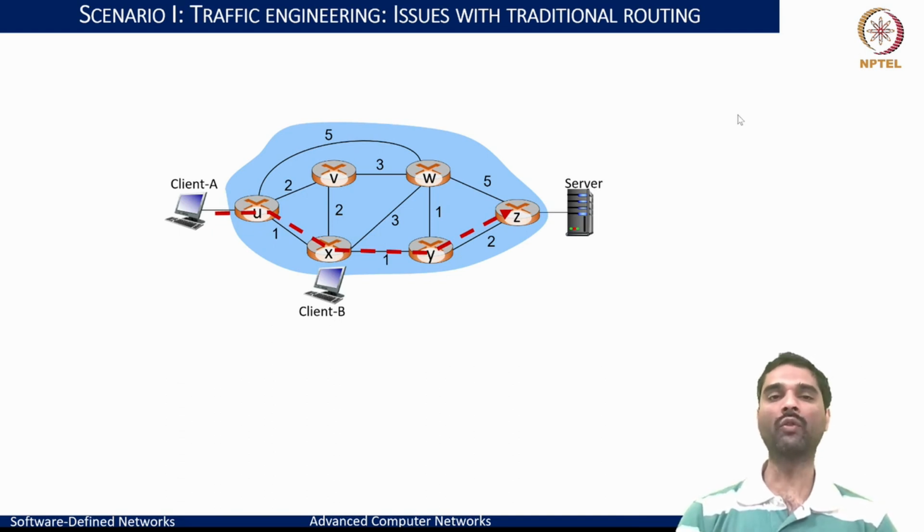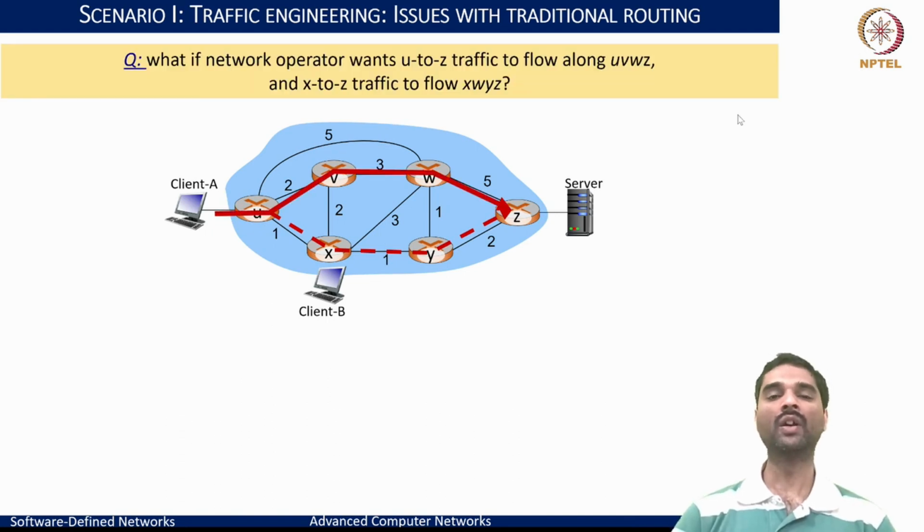Now, suppose we have a requirement where instead of routing the flows from a client A to the server on the path of U, X, Y, Z, we would want to tailor it and make sure that they go through the routers V and W and then to Z. And if this is the intent that a network operator has for this specific flow, now the question is, is it possible to do this? And if it is possible, what is the thing that a network operator needs to do to ensure that this goal is achieved?